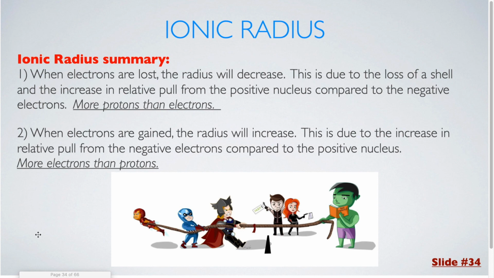In summary, when electrons are lost, the radius will decrease. This is due to the loss of a shell and the increase in relative pull from the positive nucleus compared to the negative electrons. There are more protons than electrons. When electrons are gained, the radius will increase. This is due to the increase in relative pull from the negative electrons compared to the more positive nucleus. There are more electrons than protons.